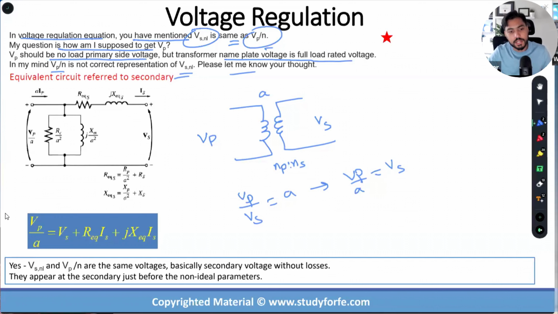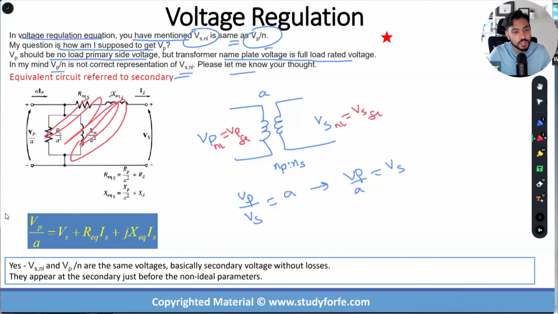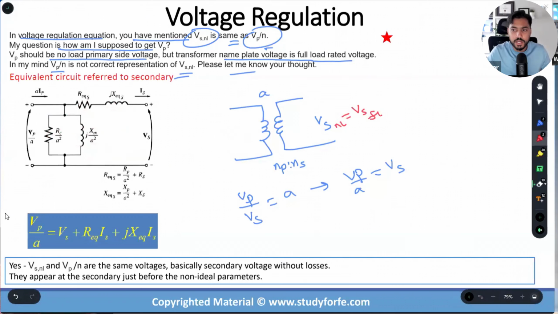I said that this is an ideal transformer. What would that mean? That VP no load voltage will be equal to VP full load voltage, and VS no load is equal to VS full load, because we don't have any of the non-idealities, no losses.